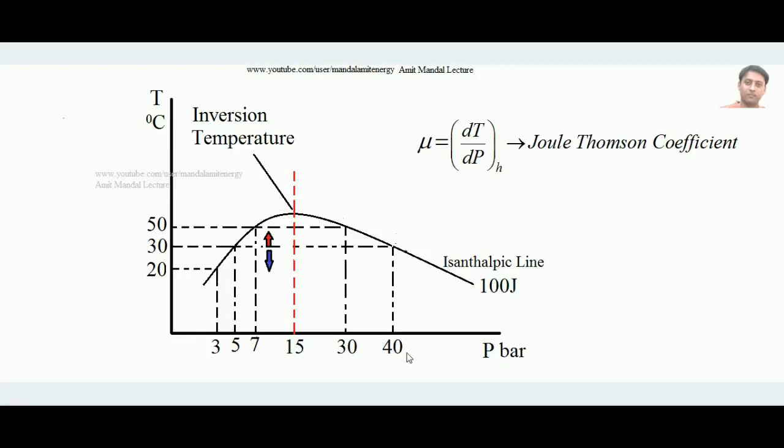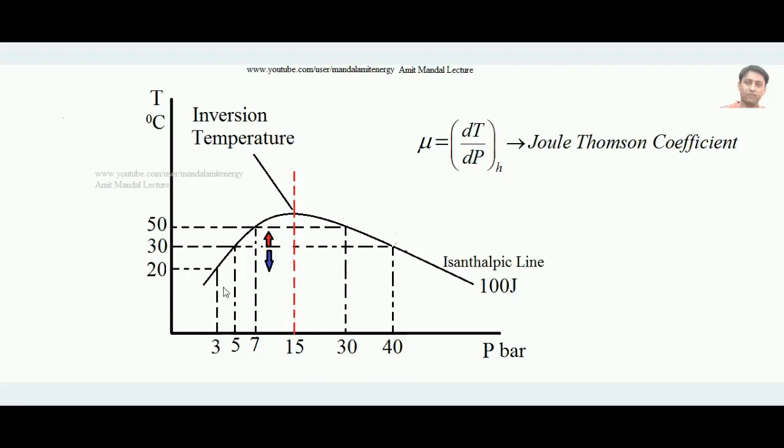I am taking some values for easy understanding. Suppose I say that the gas is at pressure 40 bar. At that time, according to this isenthalpic line, the temperature is 30 degrees centigrade. Now it is throttled to 30 bar. From 40 to 30 bar, the temperature becomes, say, 50 degrees. So you can see the temperature has been raised. Now in case the same gas is throttled from 40 bar to 7 bar, you can see at 7 bar the temperature is 50 degrees. So again, at 40 bar the temperature is 30 degrees, at 7 bar the temperature is 50 degrees. So gas temperature will rise.